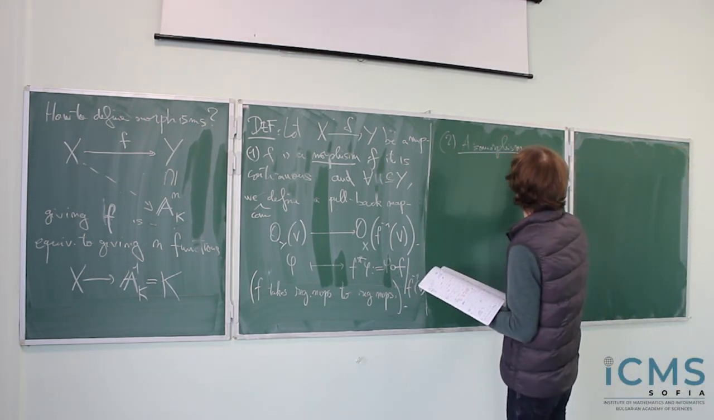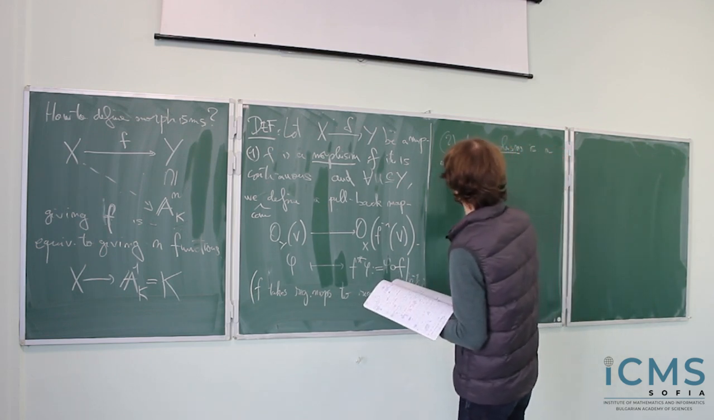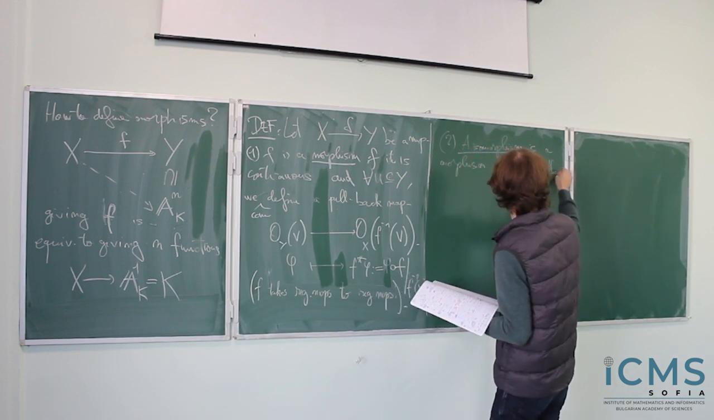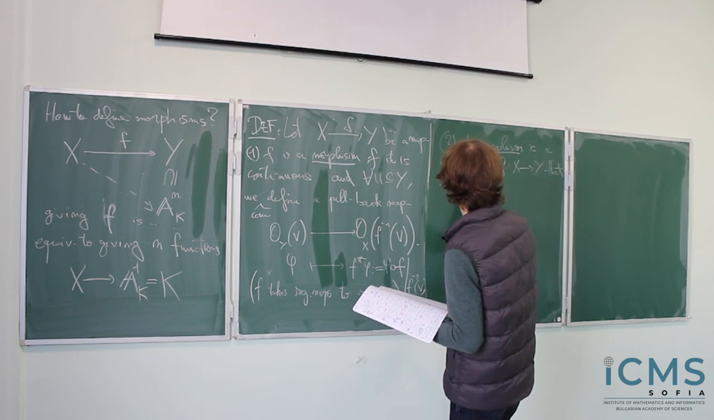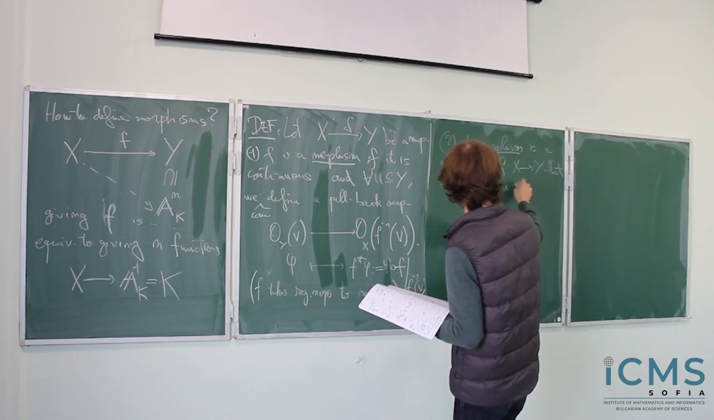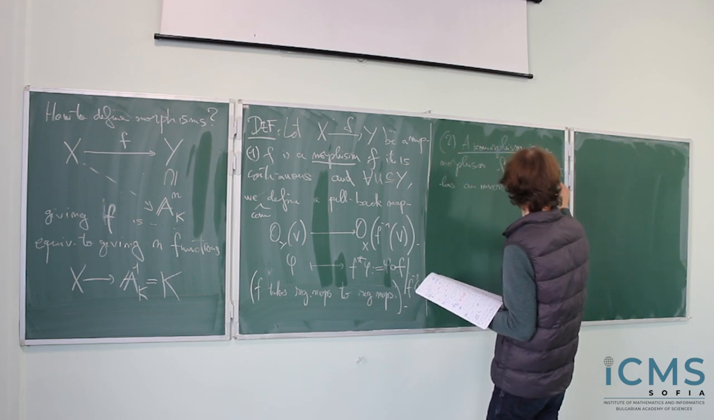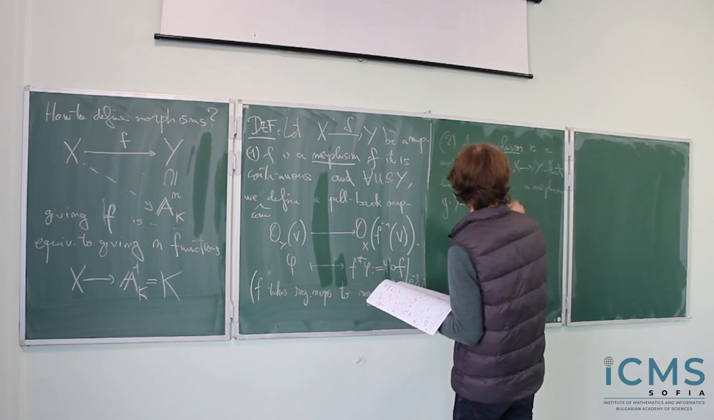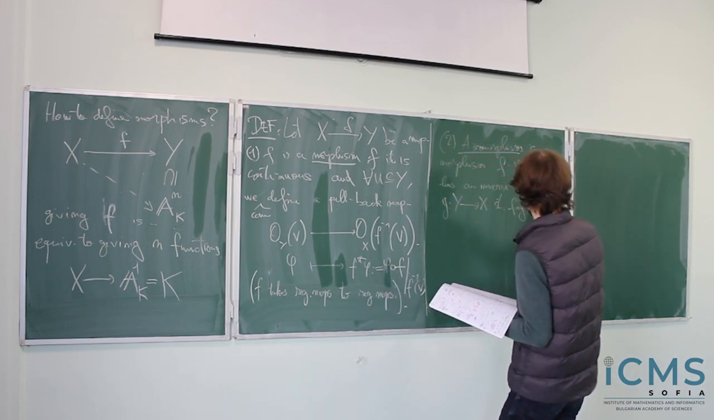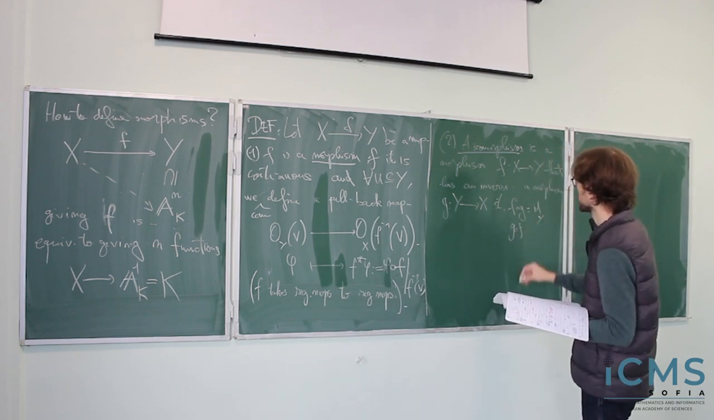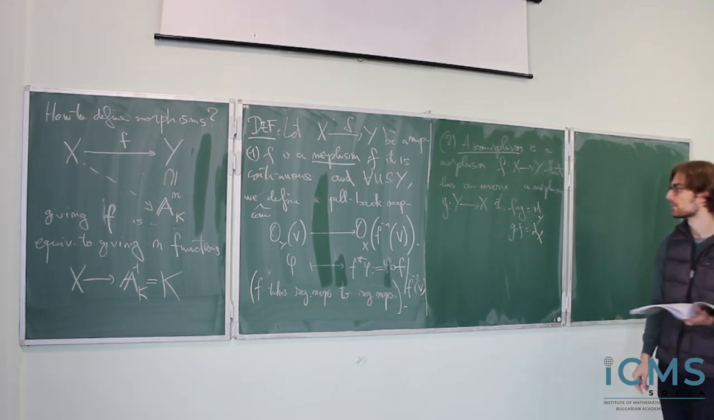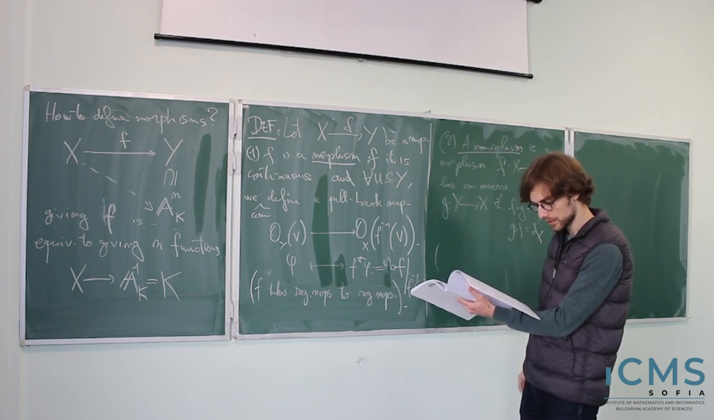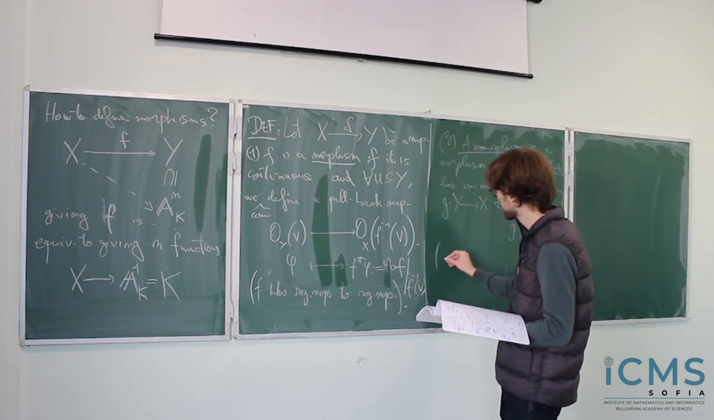So, an isomorphism is a morphism f from X to Y that has an inverse morphism g from Y to X such that f composed with g is the identity of Y and g composed with f is the identity of X. And this is, well, we will see a counterexample just a little bit beyond that.